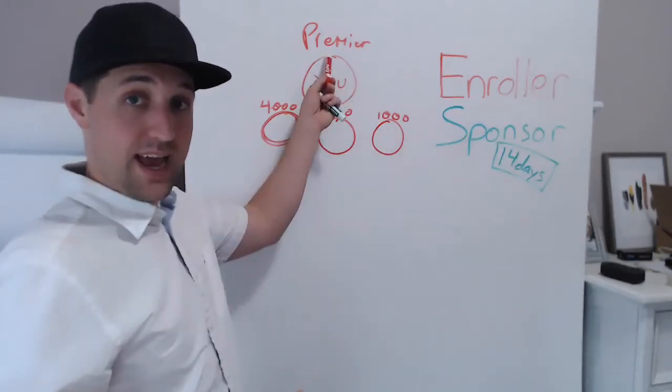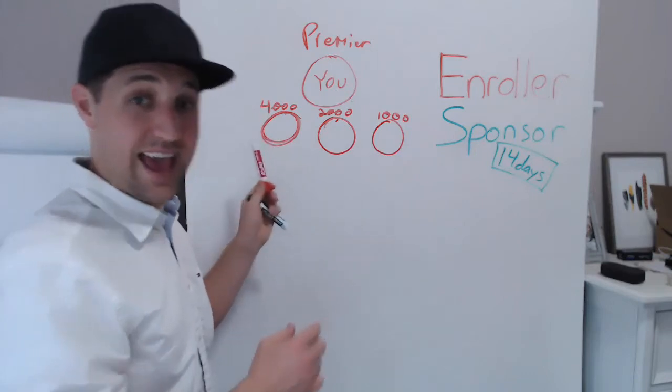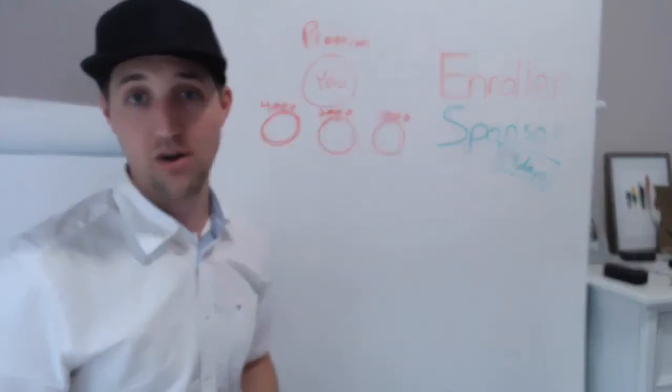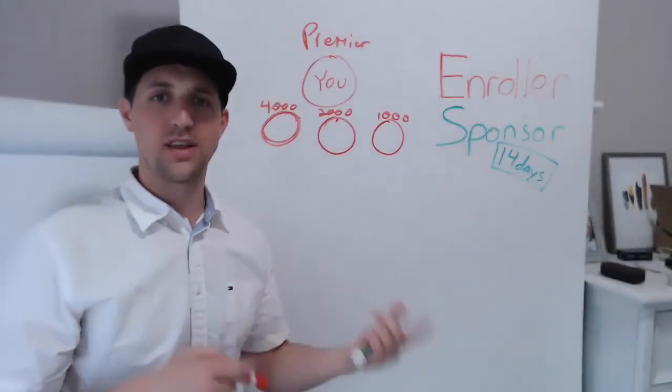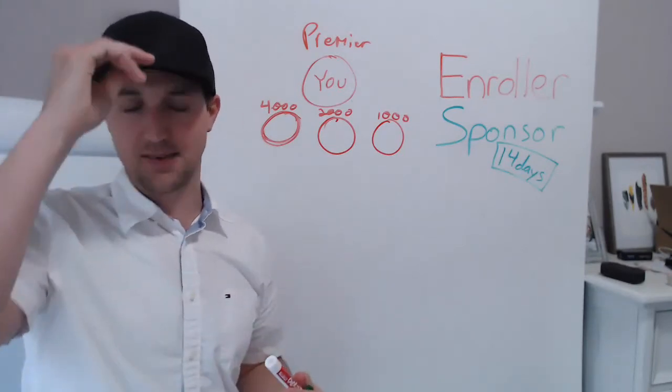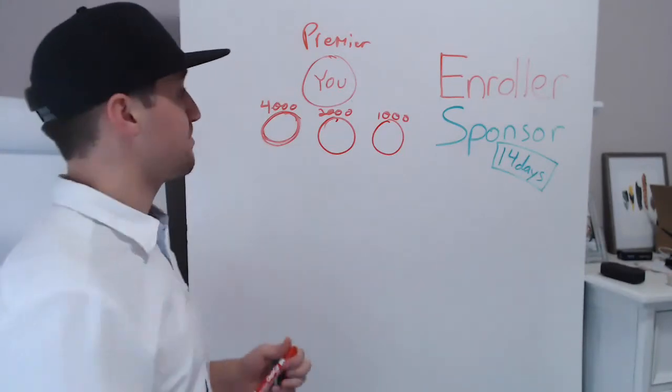But you can do both. You can build for rank, to hit Premier quickly, and have 3 legs working for your power of 3. So it's not one or the other. You should really try to maximize the entire compensation plan, okay?